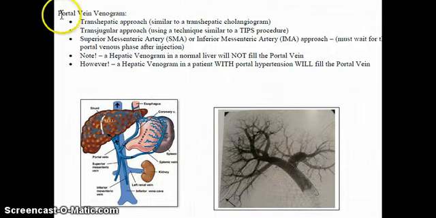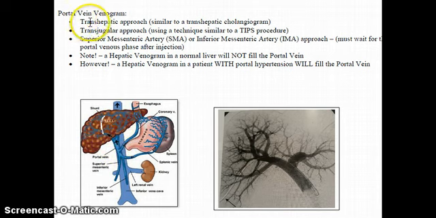Okay, now we need to talk about the portal vein. Now again, this diagram is reminding us what the portal vein is. All of the veins from all of the viscera in the abdomen, like the stomach, the spleen, the bowel, all of those veins feed and merge into the portal vein. And then that portal vein enters the liver, and then that blood is then metabolized by the liver. Now there's several approaches to do a portal vein venogram.